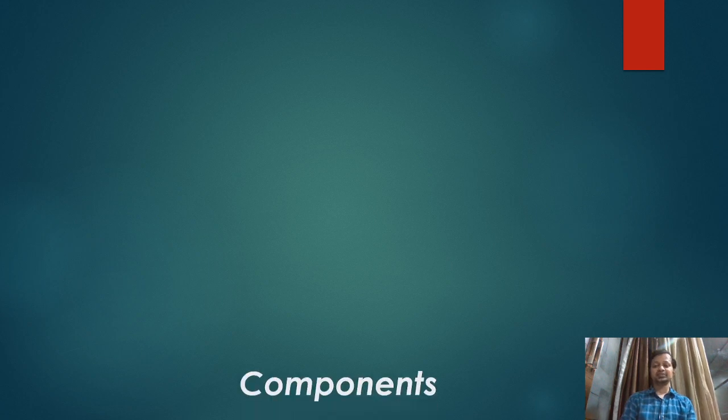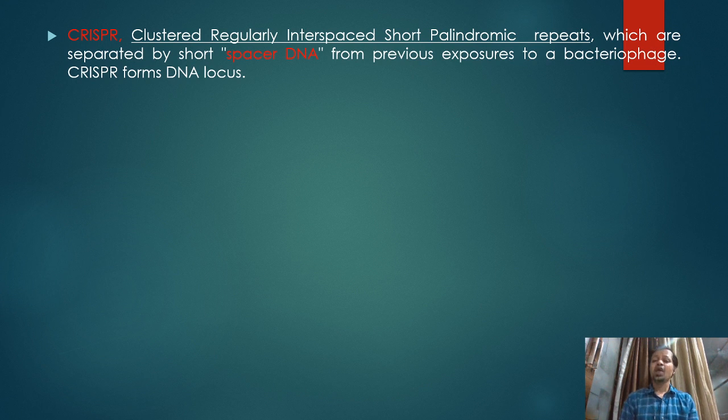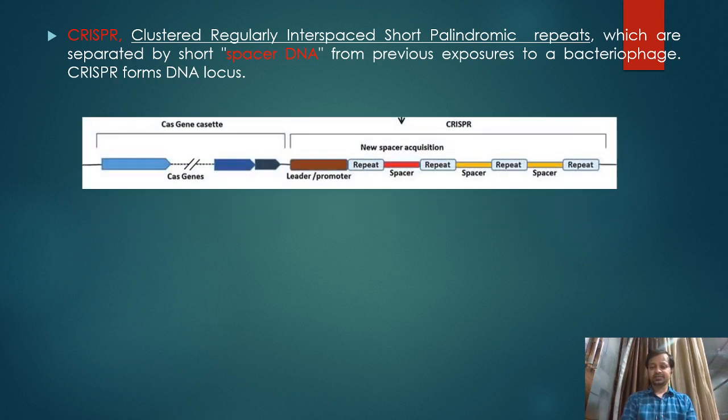In the subsequent slides, I'll take you through some of the key components of the CRISPR-Cas system. CRISPR stands for clustered regularly interspaced short palindromic repeats. It simply means that there are palindromic sequences which are repeated several times. However, these repeats are separated from each other by spacer DNA. A CRISPR forms a particular locus.